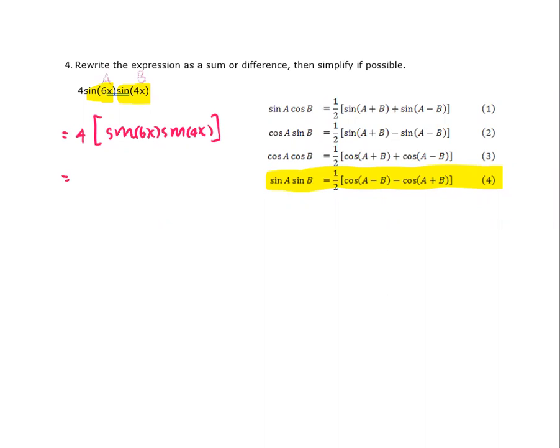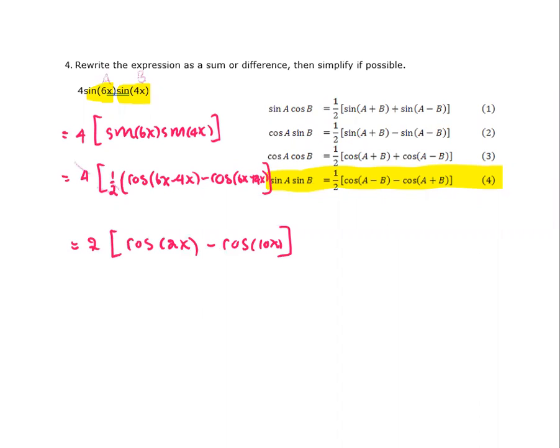And then follow the expression on the right side of number 4, which is 1/2 multiplied by the cosine of the difference of A and B, or the cosine of 6x minus 4x, minus the cosine of the sum, which is 6x plus 4x. Simplify 4 and 2. Reduce it to the coefficient 2 multiplied by cosine of 2x minus cosine of 10x. And this is the result for the expression in number 4.